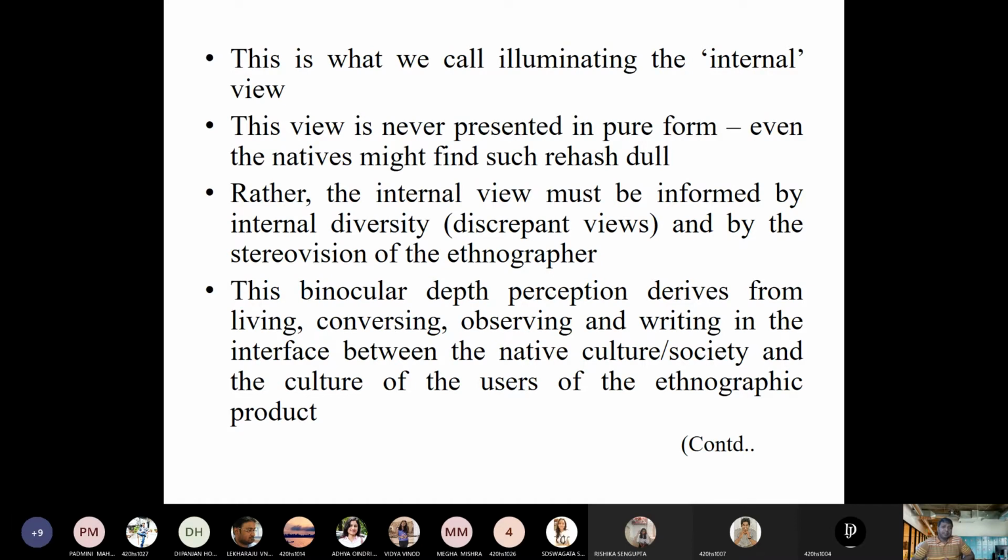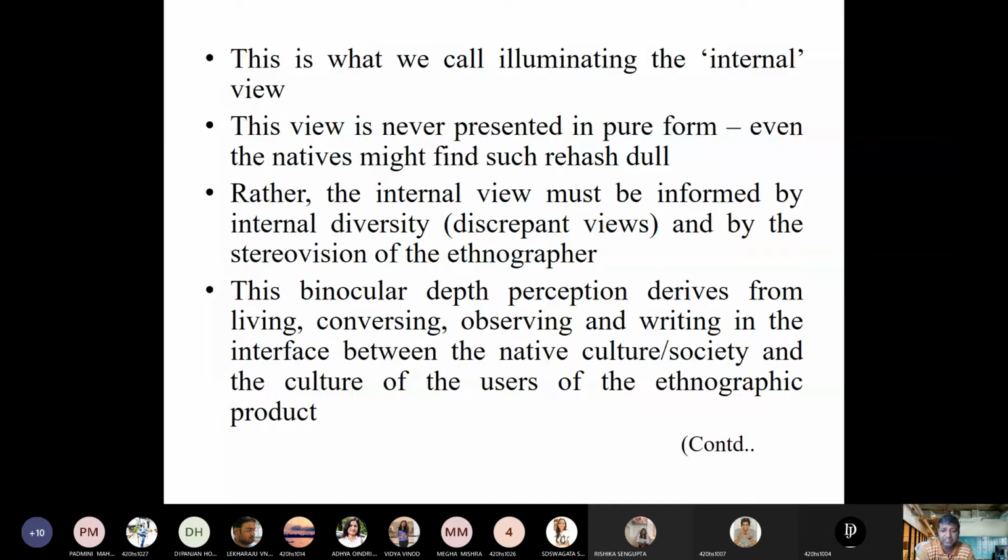So what I'm telling you is that the internal view must be informed by the internal diversity and by the stereoscopic vision of the ethnographer. The moment the ethnographer makes a very in-depth analysis, a lot of internal views will come up, and we'll find there is a lot of internal diversity also, because when somebody informs us, they do not inform the totality. Rather, sometimes some divergence will come in the views given by the community.